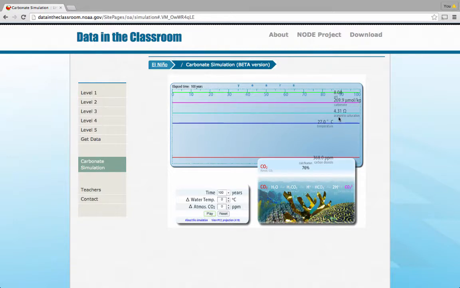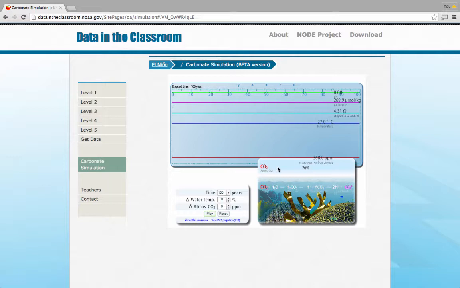We have a new variable that we haven't seen, and this is the aragonite saturation. If this number is greater than 1, it means we have enough calcium and carbonate to precipitate and form calcium carbonate. If this number is less than 1, it means that we're undersaturated. Here's our temperature, which, as we see here, remains stable. And here's our carbon dioxide concentration. We told it not to change.